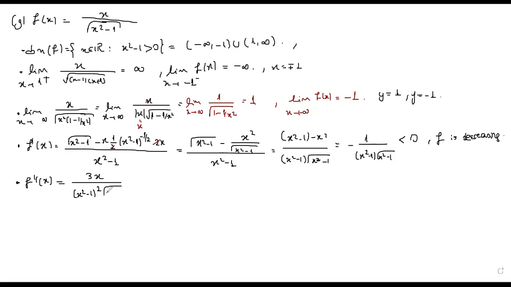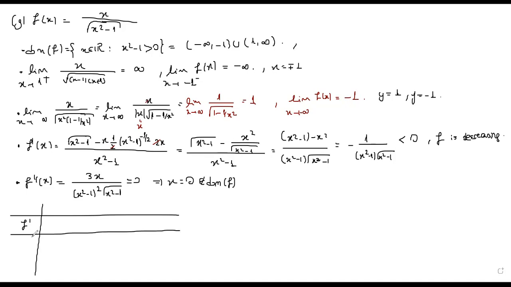X squared minus 1. Okay. Now, if it's 0, then x is equal to 0, but it's not in the domain, right? It's not in the domain, so it has no inflection points. Now, remark that plus and minus 1 change the sign of f double prime, so we need to consider them in the table. Now, what do we have?